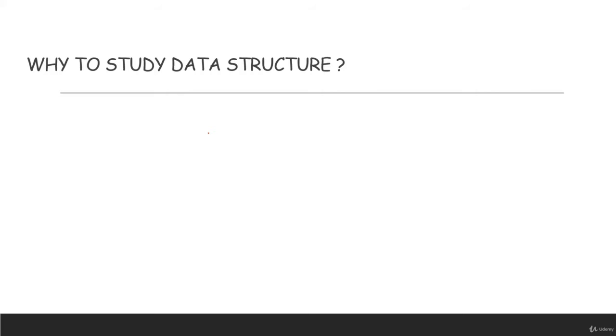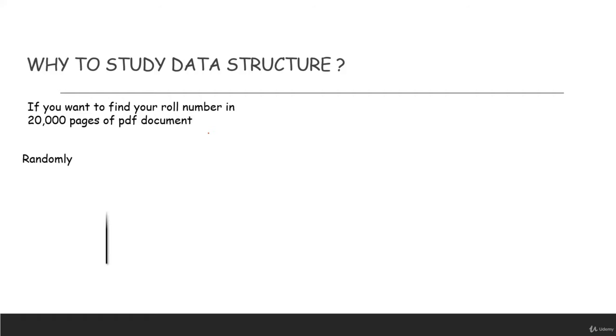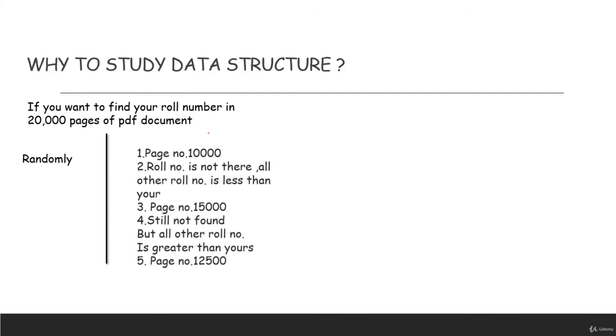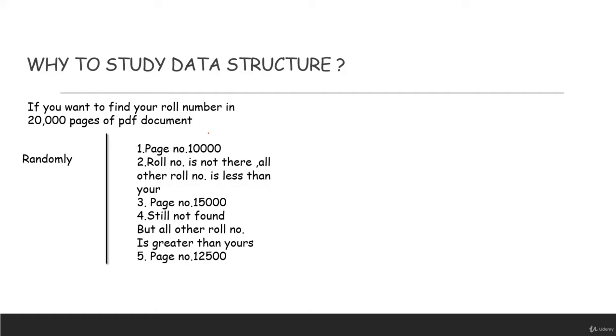The first question arises in our mind. Suppose if you want to find your roll number in 20,000 pages of PDF document, what would you do? You will either go randomly or let's do some smart work. Follow this step. Firstly, we will go to the page number 10,000. We will search out your roll number. If your roll number is not present there, but you know that all other roll numbers are less than yours, then what you will do? You will go in increasing order.